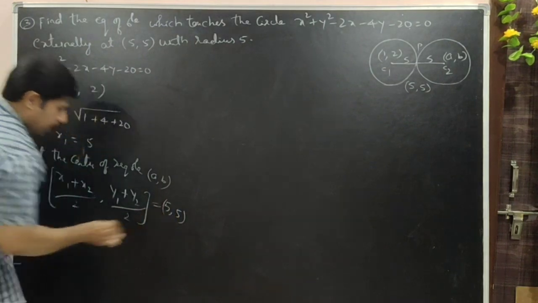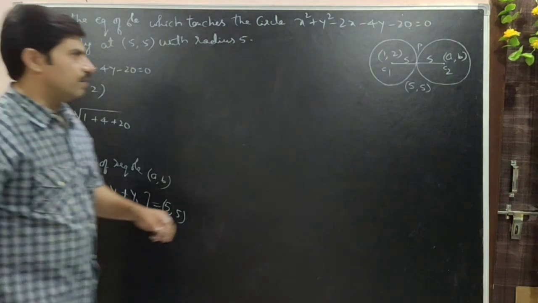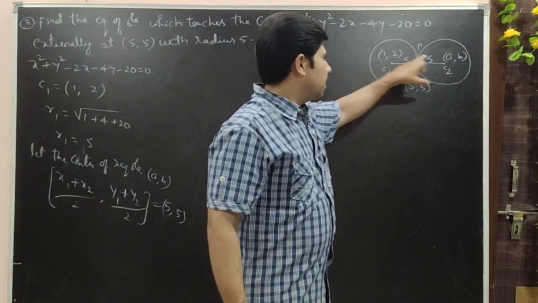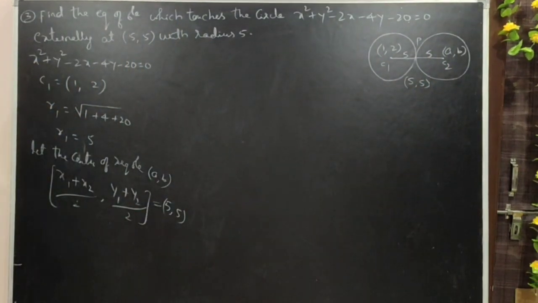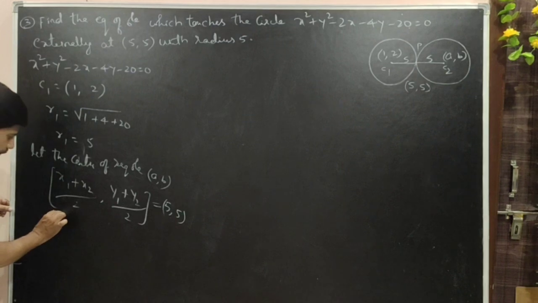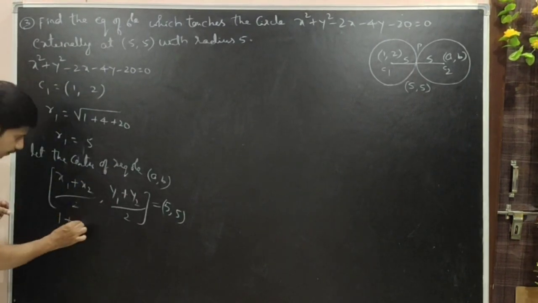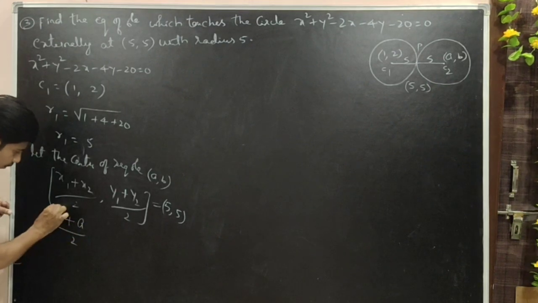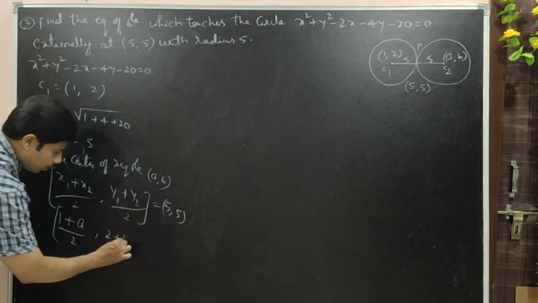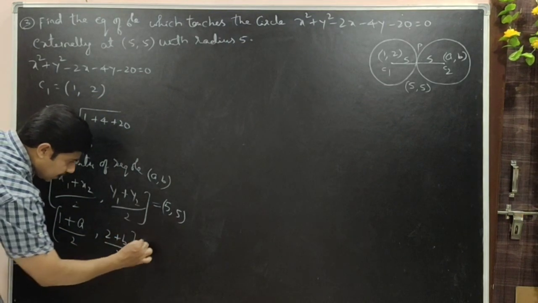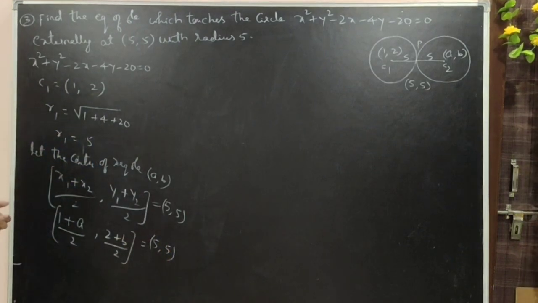Okay, so this midpoint is nothing but 5 comma 5. Now what you have to do is, 1 comma 2 is x1 y1, a comma b is x2 y2. Substitute and equate to 5 comma 5. So what is x1? X1 is nothing but 1 plus x2. What is x2? A. 1 plus a by 2 comma 2 plus b by 2 is equal to 5 comma 5.